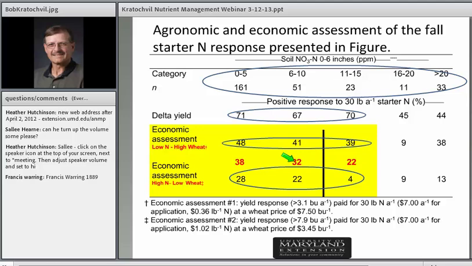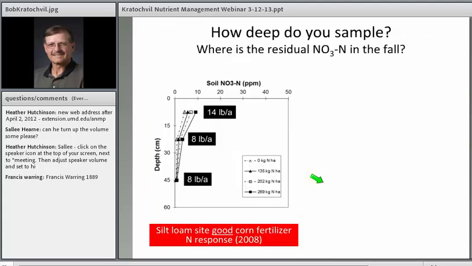And it's because of this response that we're seeing with higher probability to the left of this bar right here that we again hung our hat on that 10 parts per million with a 6-inch soil sample as the indicator of a deficient situation and where you could benefit possibly from the use of fall nitrogen.